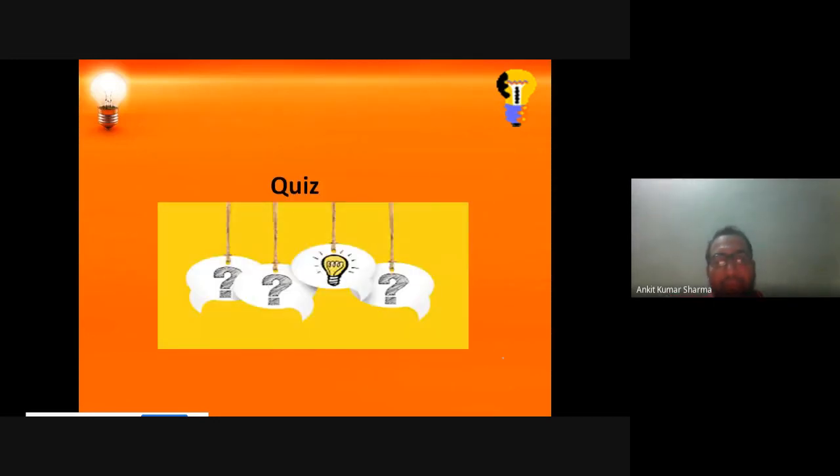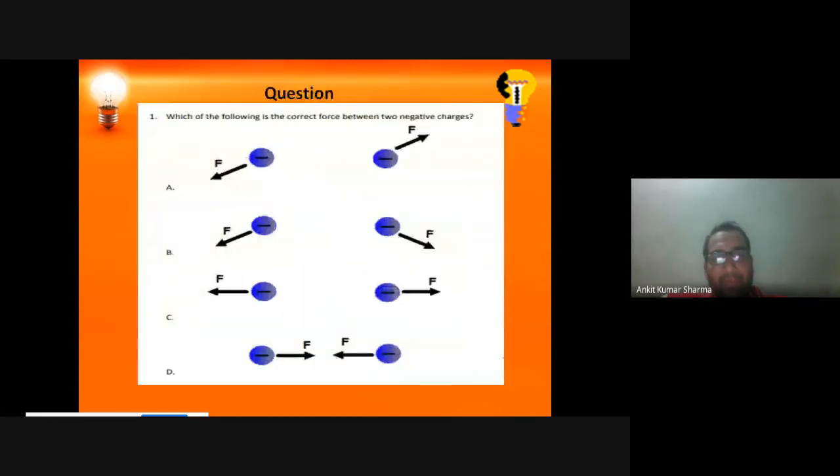So, a small quiz for you to understand this topic deeply. This is the first question: which one of the following is the correct force between two negative charges? If the two charges are the same, then they repel each other. So, what is the answer among A, B, C, D?